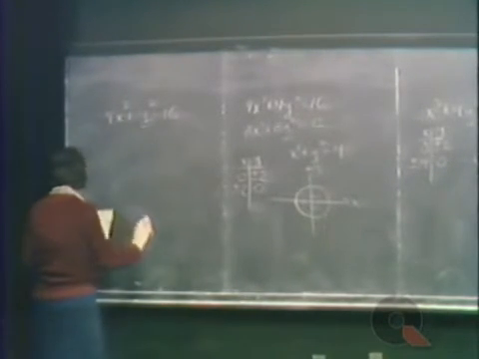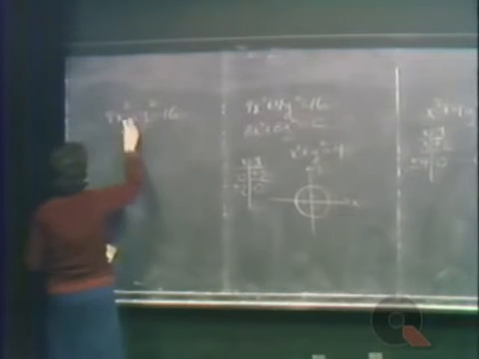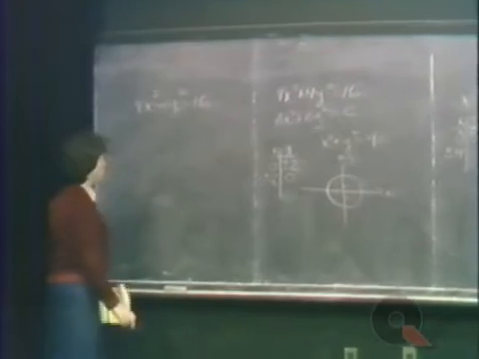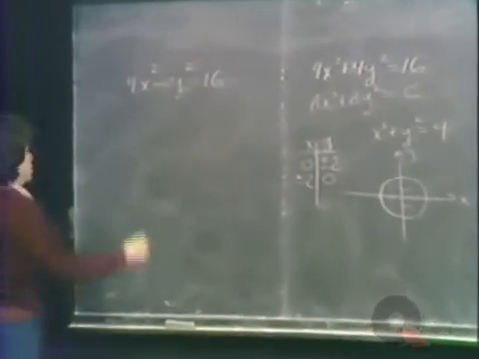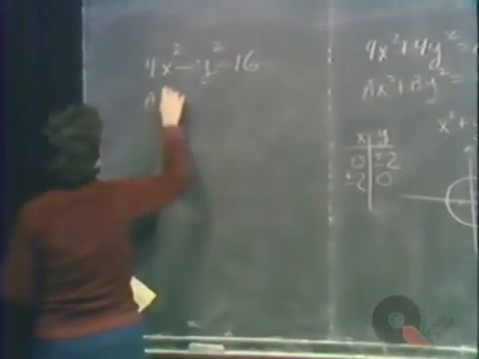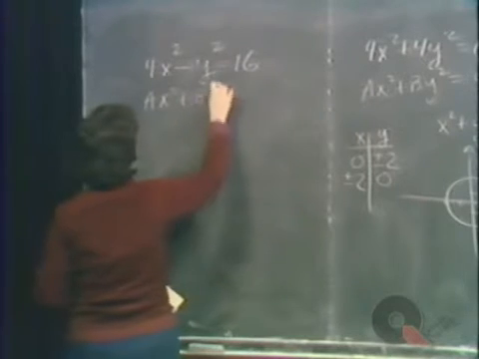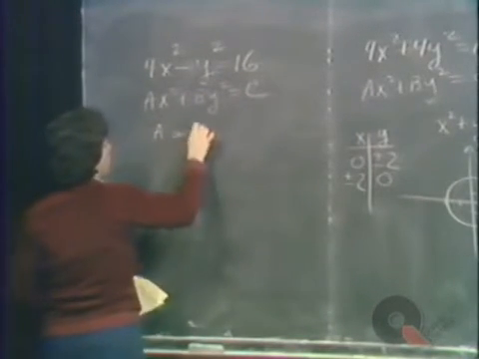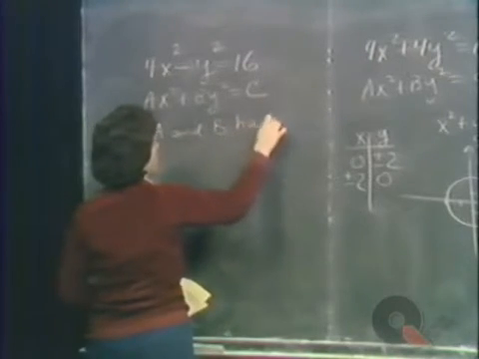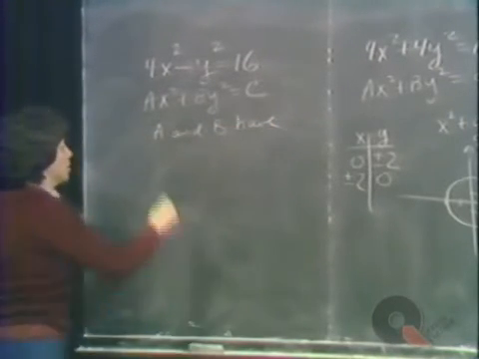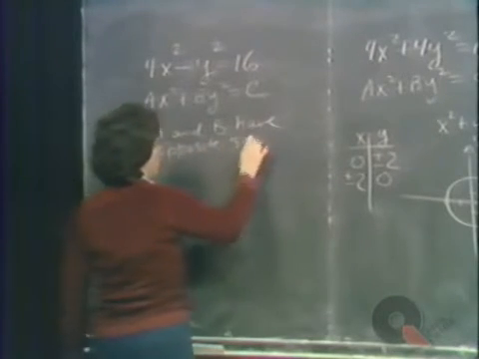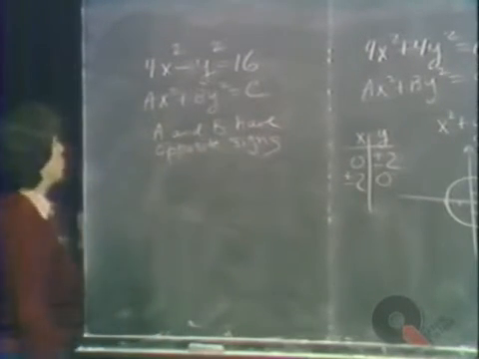Instead of 4x squared plus y squared equals 16, let's consider 4x squared minus y squared equals 16. This is in the form, once again, ax squared plus by squared equals c, but a and b have opposite signs. That is the tip-off for the hyperbola.